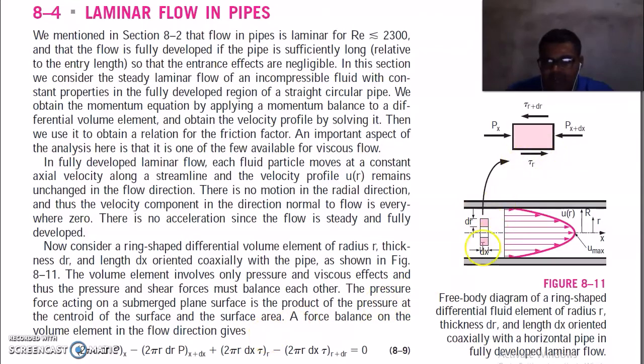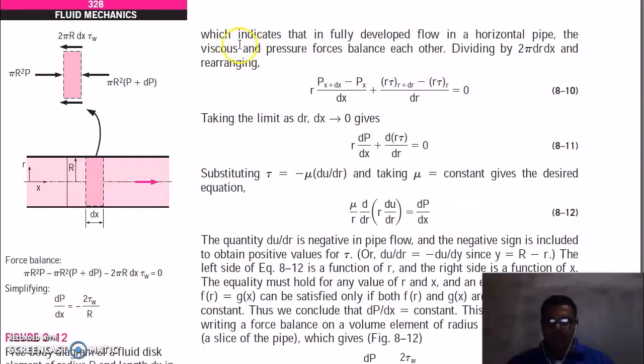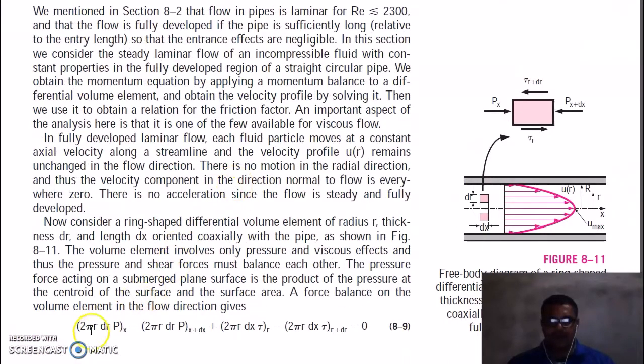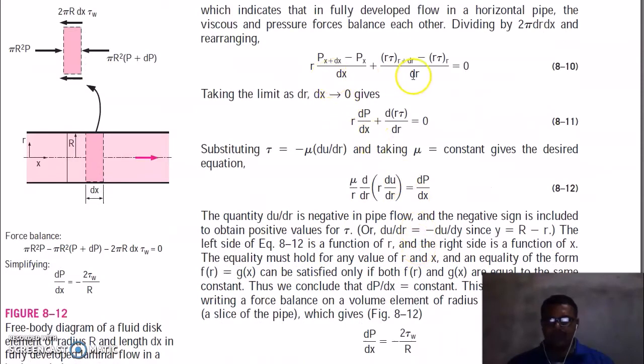Now shear stress will act on this surface, and it will act on the perimeter of the ring. So it means 2 pi r dx. This is dx, and when you multiply by the perimeter of the ring, you will get 2 pi r dx and tau. And the same shear stress acts on the upper surface. For a fully developed flow in a horizontal pipe, the viscous and pressure forces balance each other. So if you divide this equation by 2 pi r dr dx, you will get this equation.